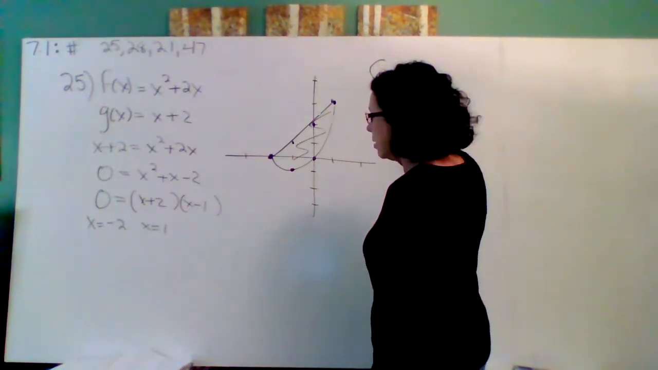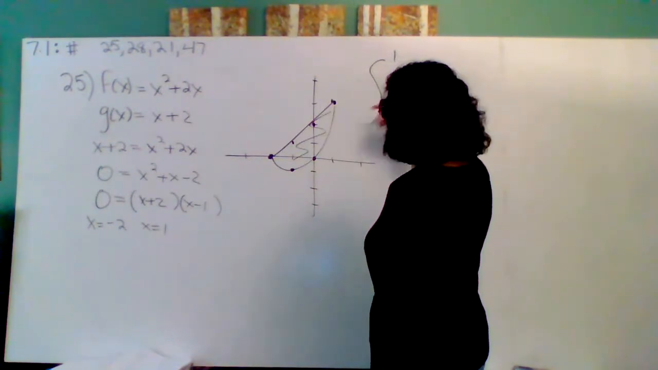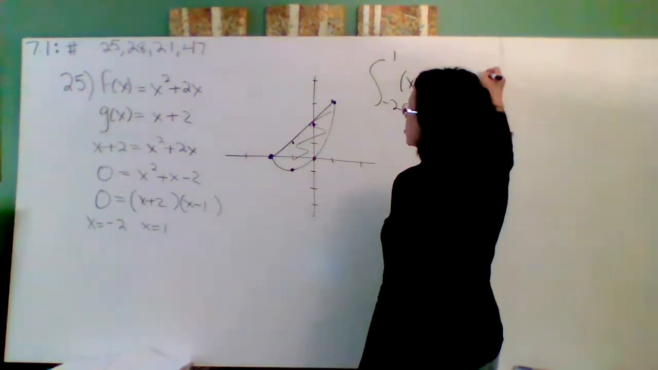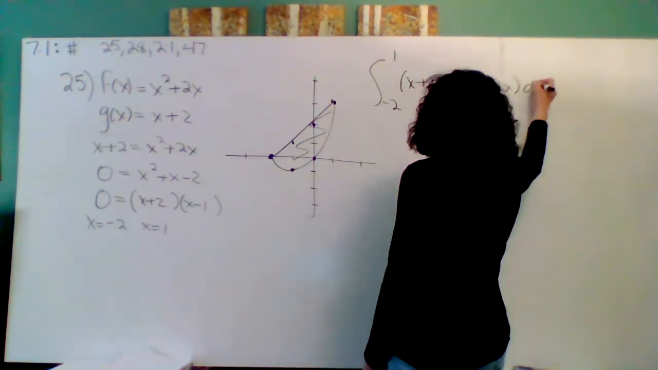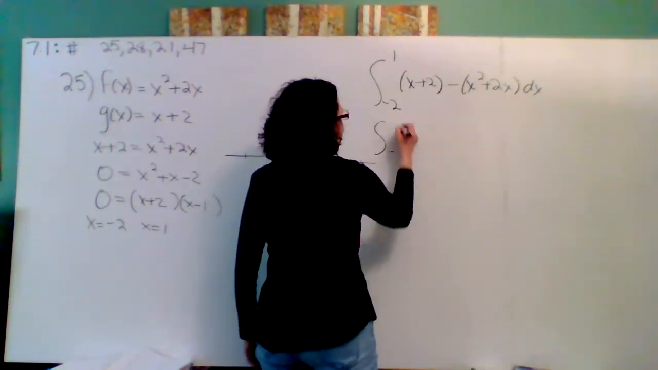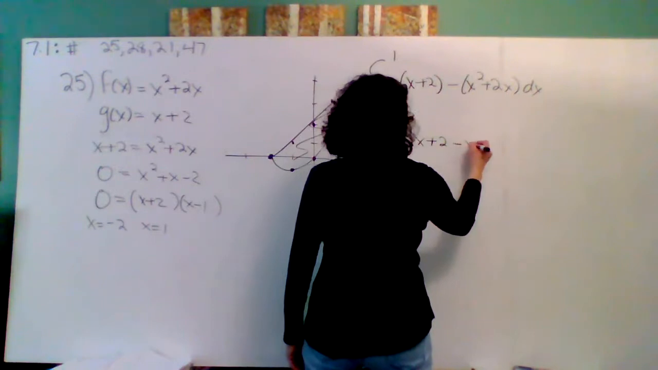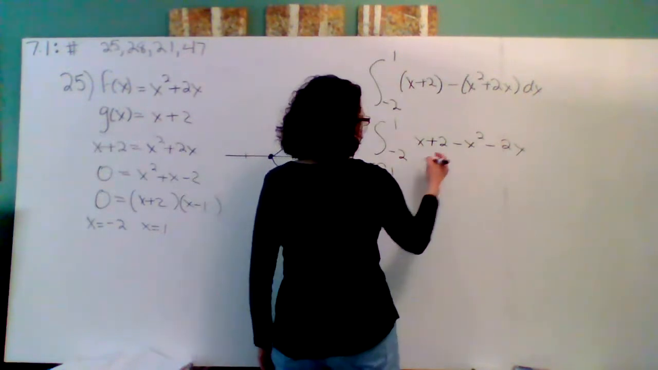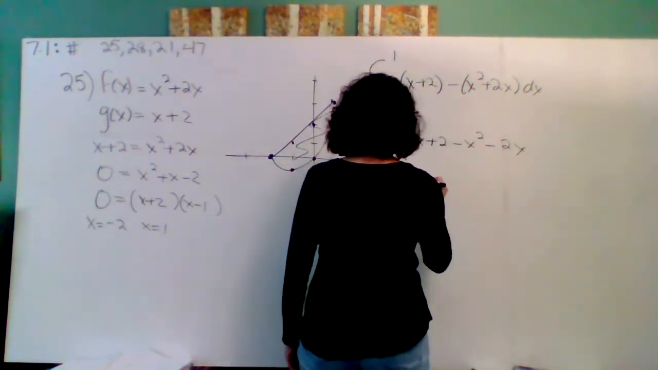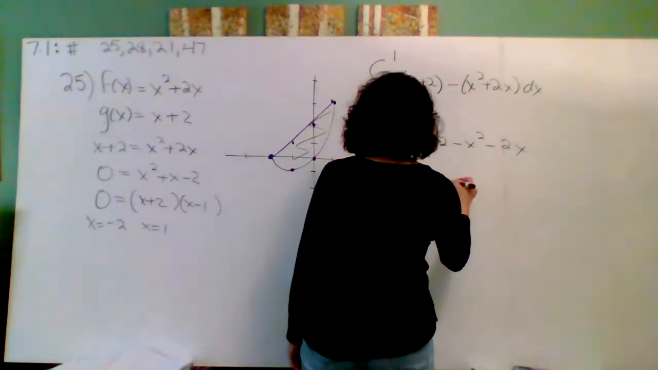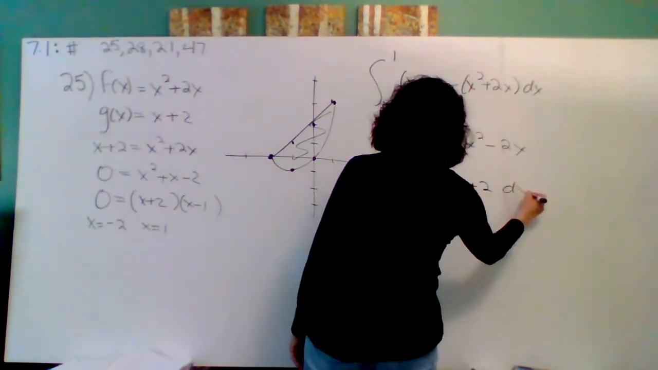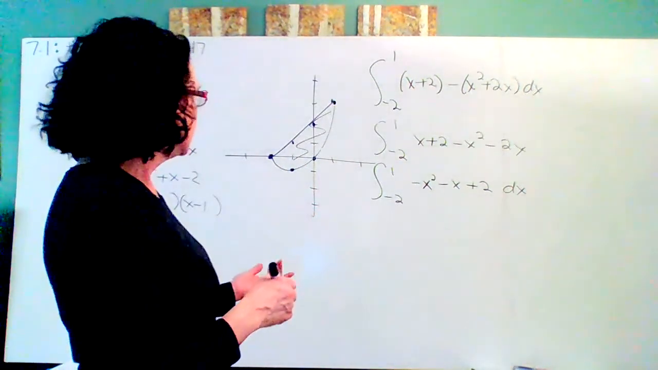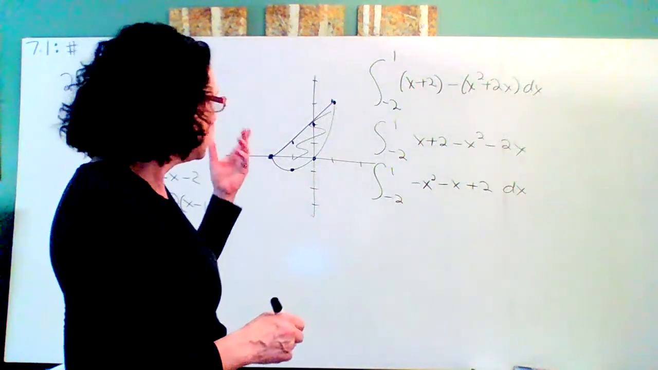And so that would be negative 2 to 1. And let's see, that would be x plus 2 minus x squared plus 2x dx. Negative 2 to 1, x plus 2 minus x squared minus 2x. Negative 2 to 1, this would be a negative x squared and minus x plus 2 dx. All right, just distributing my negatives, just going to check real quick. Did I do okay? I think I did.